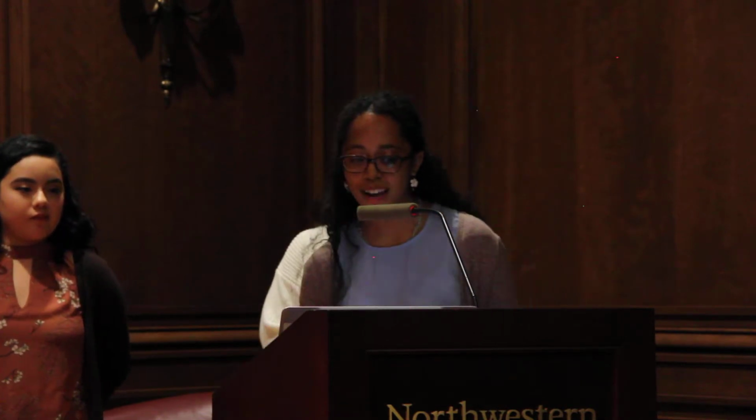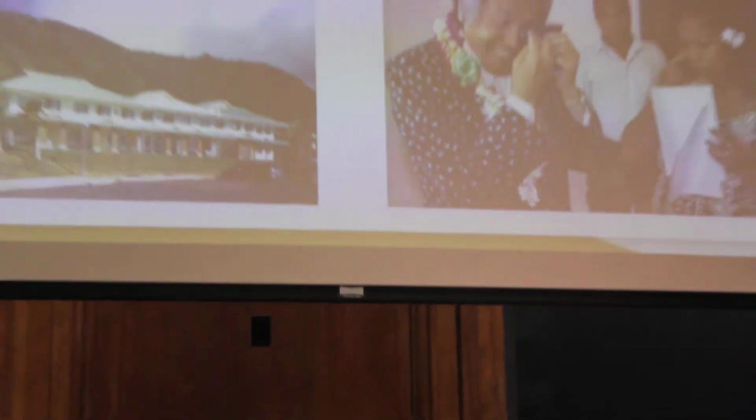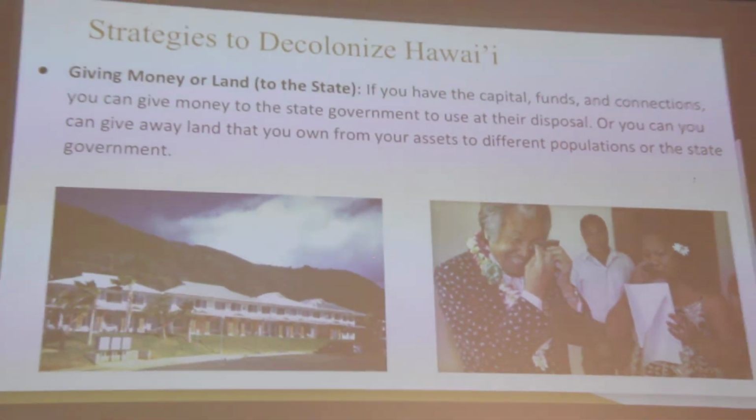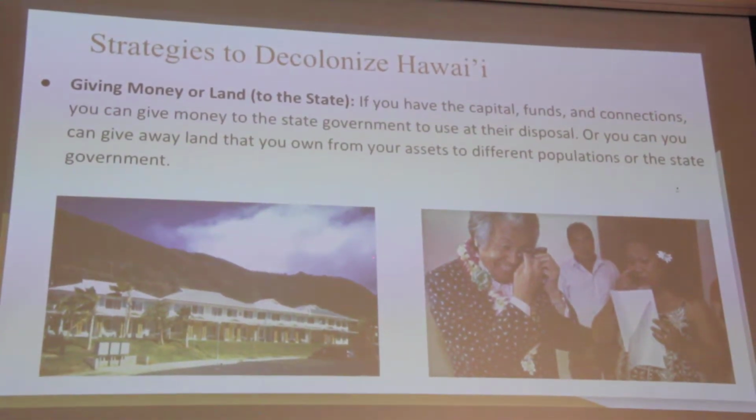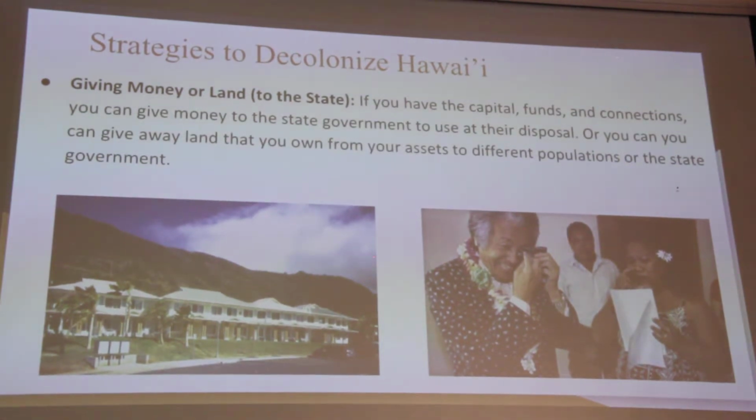The last strategy we have is giving money or land specifically to the state. Basically, if you have the capital funds or connections, you can decide to give away money to the state government so that they can use this money to fix problems that they see as pertinent to decolonizing the land. And if you don't want to give away your money, you can actually decide to give away land that you own from your assets to different populations or to the state government as well.